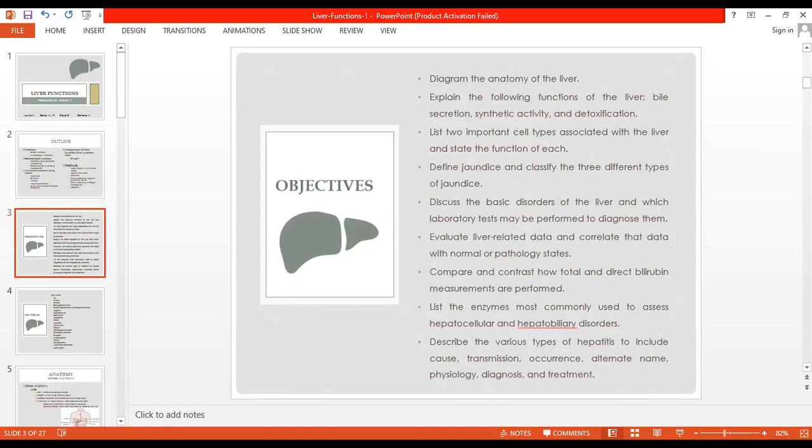tests may be performed to diagnose them, evaluating liver-related data and correlate that data with normal or pathologic states, comparing and contrasting how total and direct bilirubin measurements are performed, the list of the enzymes most commonly used to assess hepatocellular and hepatobiliary disorders, describing the various types of hepatitis to include cause, transmission, occurrence, alternate name, pathology, diagnosis, and treatment.